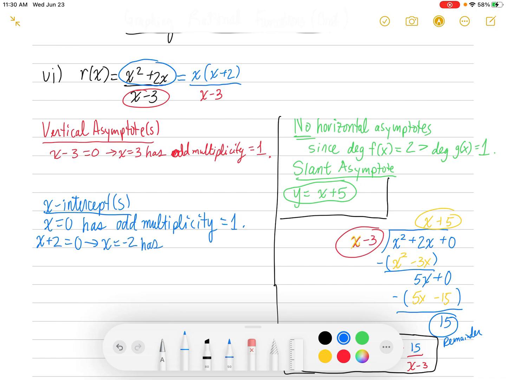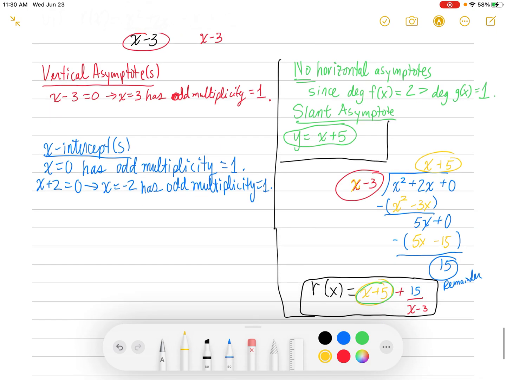And x plus 2, we set that equal to 0. Solve for x. You get x equals negative 2 is an x-intercept that has an odd multiplicity of 1 as well.